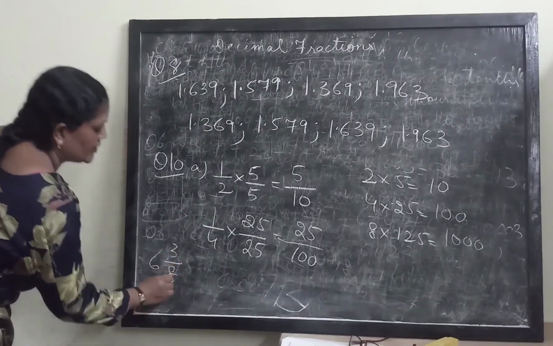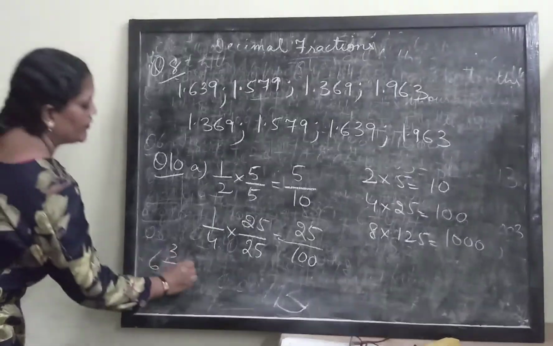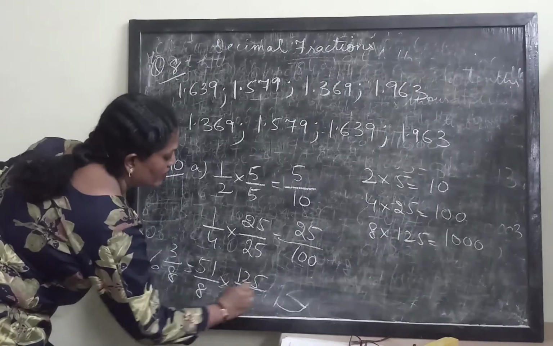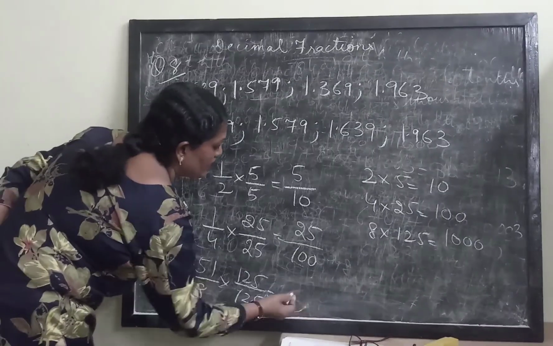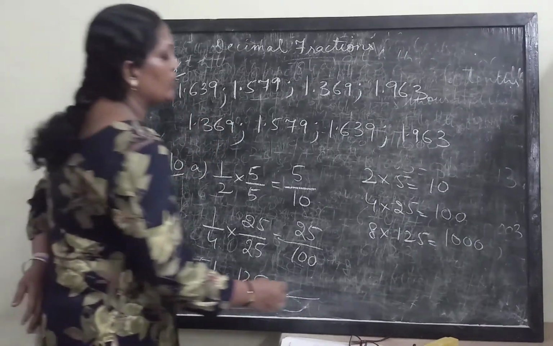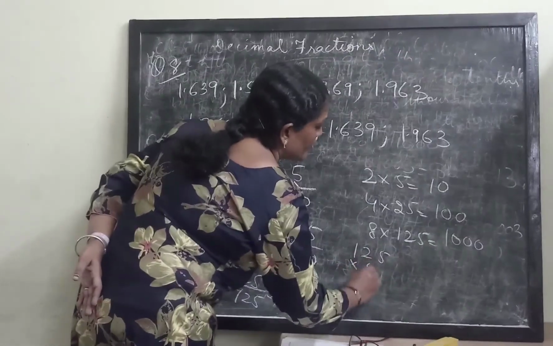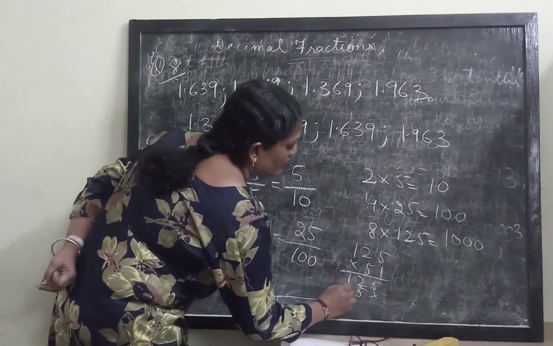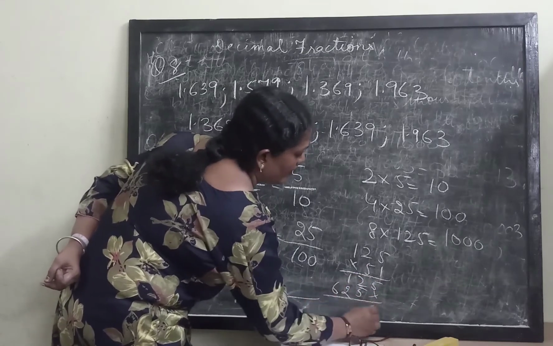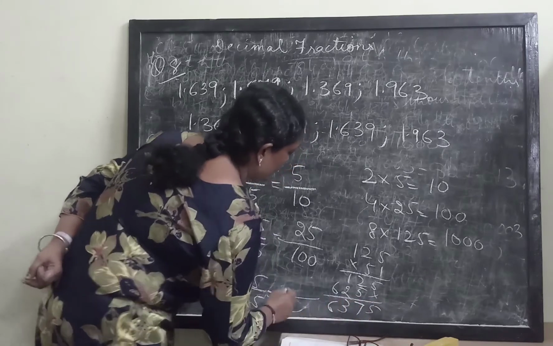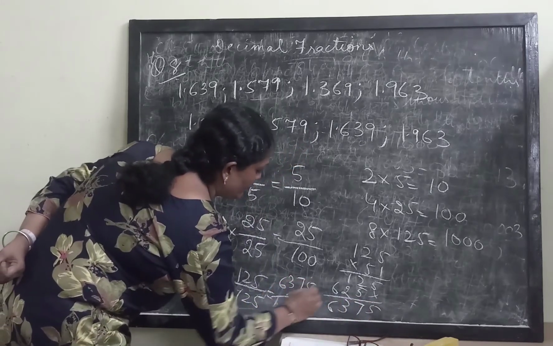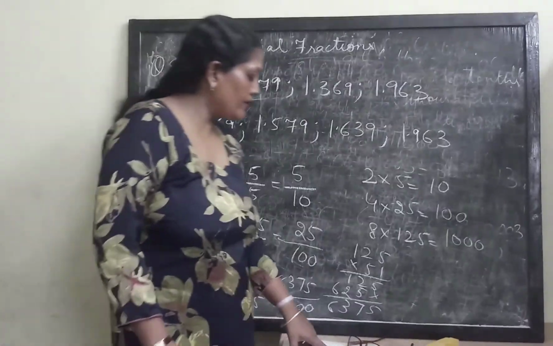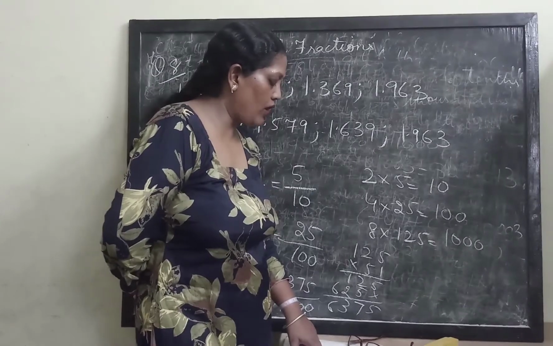If you are having 6 3 over 8. See here, 8 6s are 48, 49, 50, 51 over 8. Now we are having 8, you multiply by 125 in the numerator, 125 in the denominator. Multiply 125 into 51. See here students, 125, 5 6s are 30, 25... 6375 over 1000. Got it? Now 11th question, convert the following decimal into common fractions.